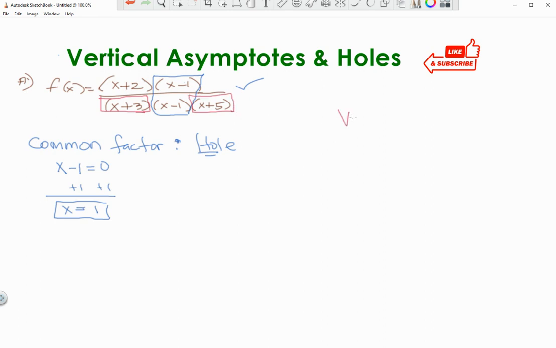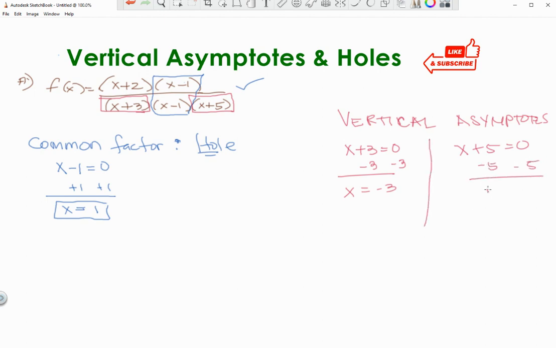So now, vertical asymptotes here. In this case, I have two of them. So I'm going to say x plus 3 equals 0, and then x plus 5 equals 0. Now if I solve for each one, you have x equals negative 3. That's one of the vertical asymptotes. And then I'm going to subtract 5 here because you have two of them, so x equals negative 5. So that means you have two vertical asymptotes.